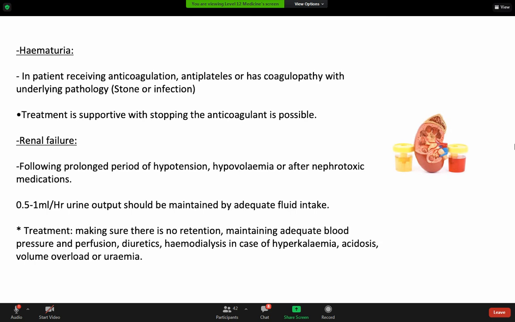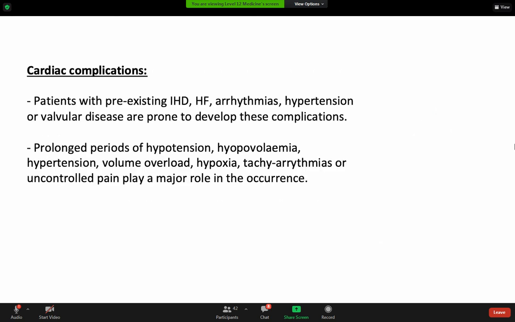Renal failure can happen after a prolonged period of hypovolemia or hypotension. Acute kidney injury can happen, or after some nephrotoxic medication or material like contrast, for example. So the urine output should be maintained between 0.5 to 1 ml per kg per hour. Treatment is treating the source of the acute kidney injury.